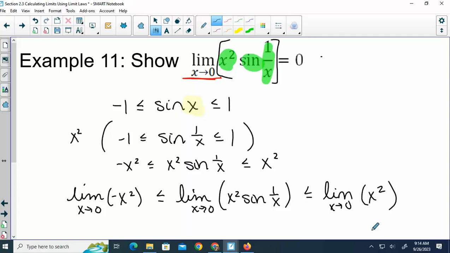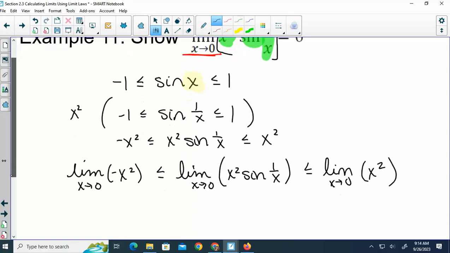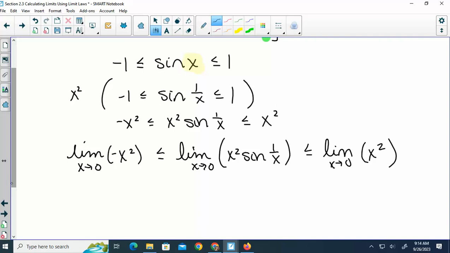We are almost there. I don't have any hope of doing this middle limit because I don't have any limit laws that apply to trig functions. But can you do the limit as x approaches 0 of negative x squared? Yeah, that's a polynomial. So I can just plug in my 0 and what do we get? 0. So that limit goes away. This end is equal to 0.